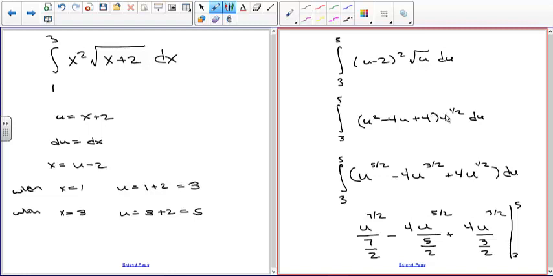I change the square root to u to the 1/2 power. Then I multiply this times each term. So you get 4 halves plus 1/2 is 5 halves. 2 halves plus 1/2 is 3 halves. And 0 halves plus 1/2 is 1/2.